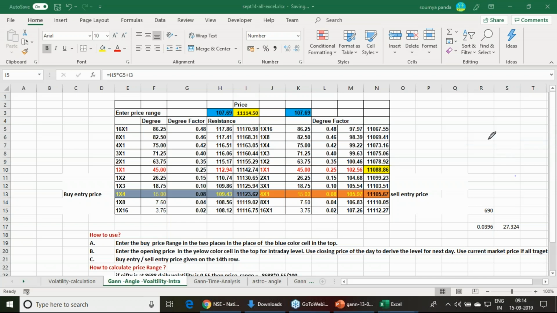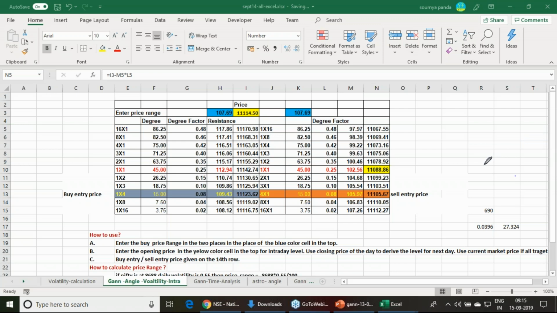Calculations are done. Same way, right here, if you want to derive the supports, you have to take the same 11,114.5 minus 0.48 times of 97.97. So this is how 11,067.55 is derived. Now these calculations are done. So now Gann rule comes into the picture for entering the trade.